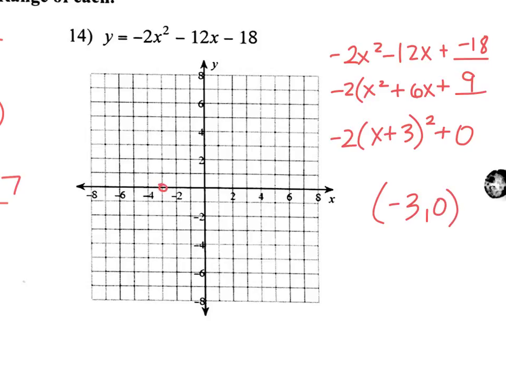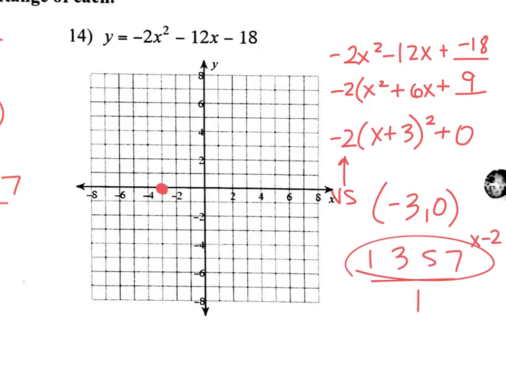Negative 3, 0. And then notice here I've got a reflection, that's the negative part, and this is going to be a vertical stretch. So for my 1, 3, 5, 7 over 1, I'm going to multiply this top set by negative 2. So I'm going to be going down 2 to the right and left 1, and then down 6 to the right and left 1, and that'll be all I can fit on this part. All right.